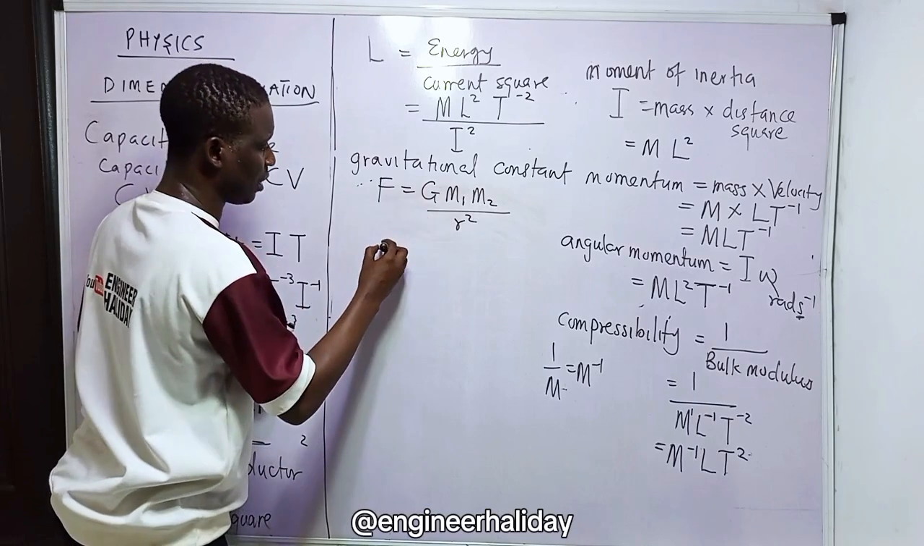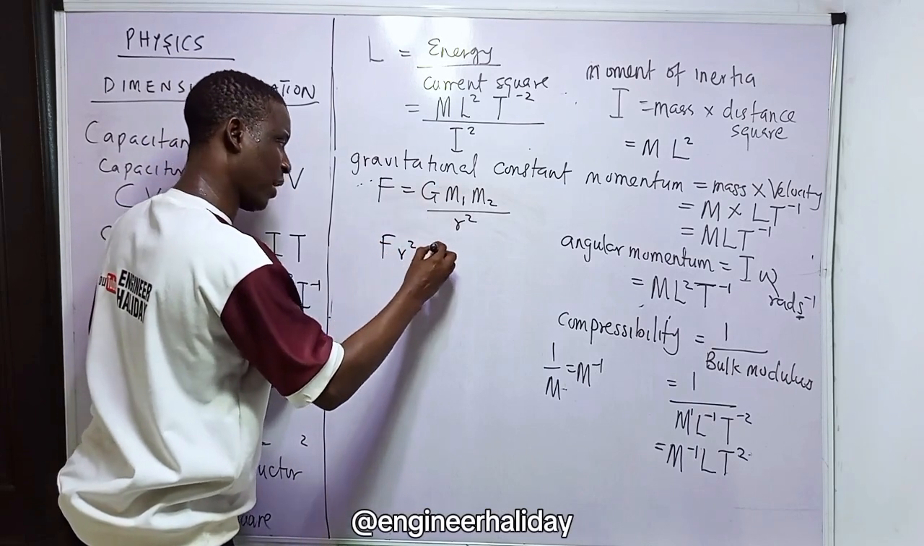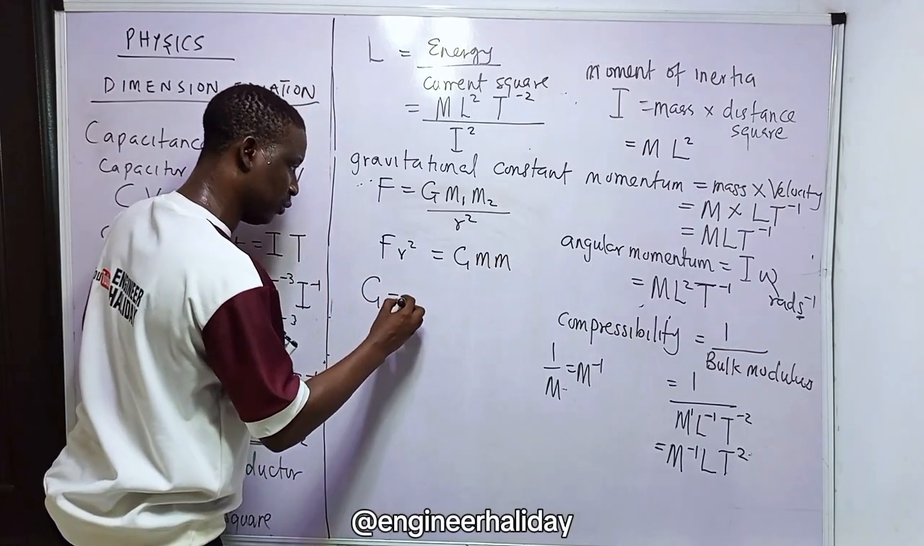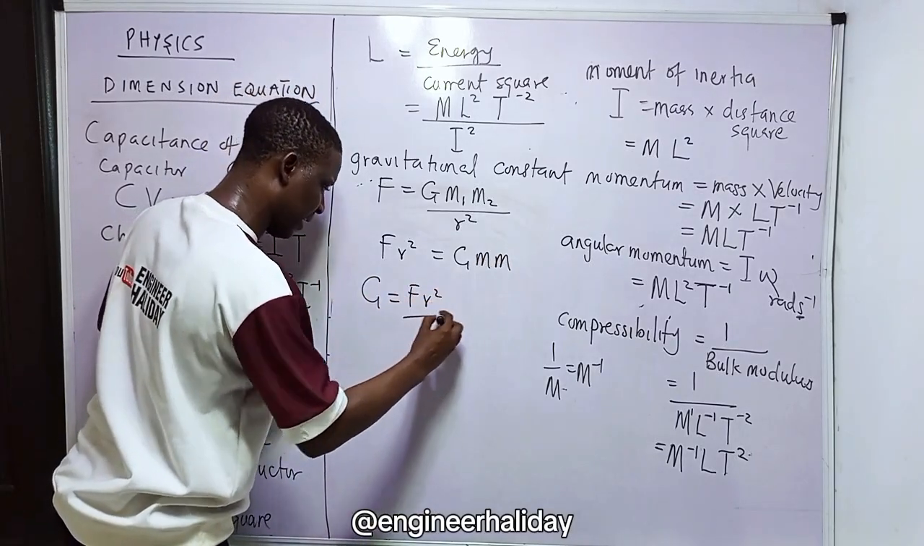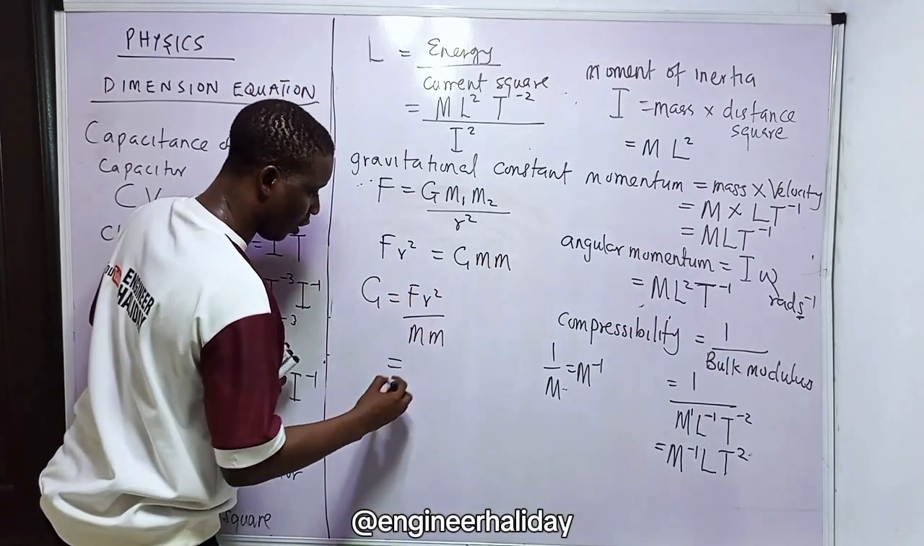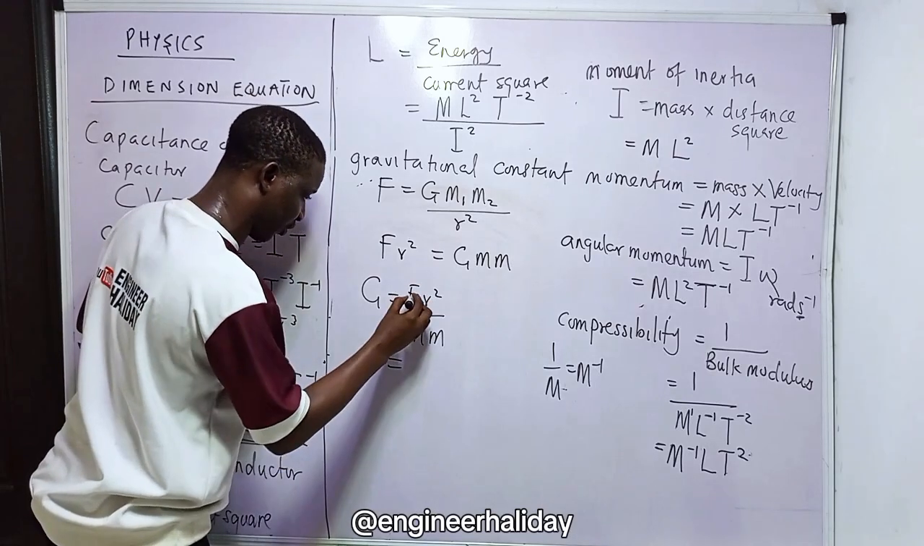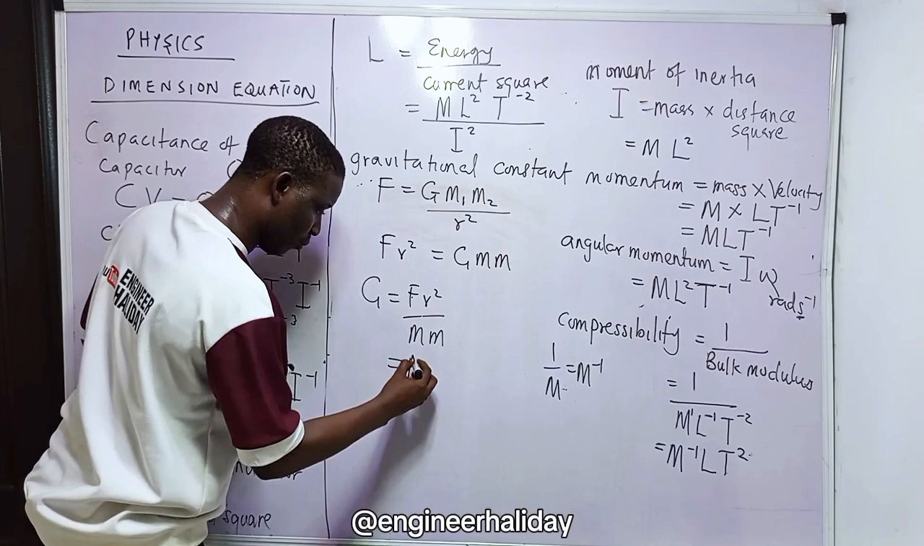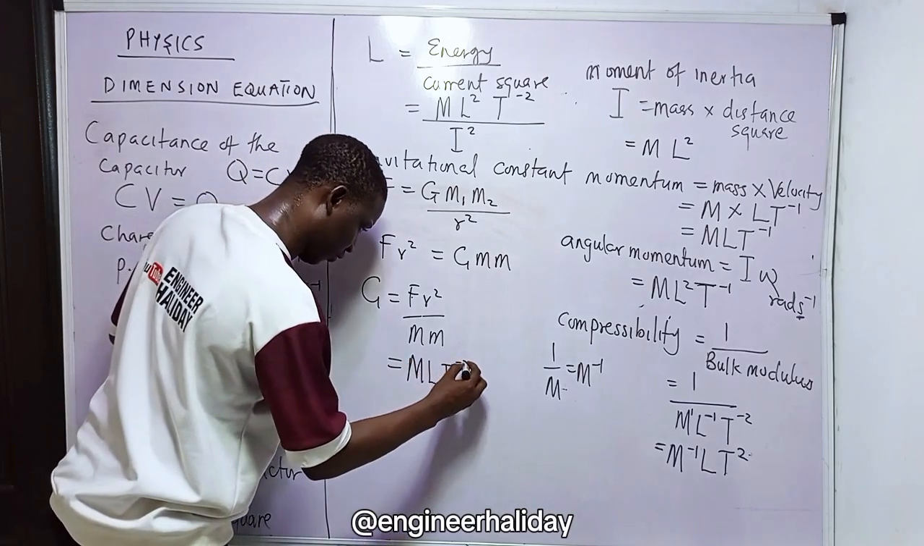But what we have now, this will become F R square equal to G M M. Then divide both sides by G, and we have G equals F R square divided by M M. Now, what is the dimension for force? We have made G the subject of the formula. That's what we have done here. It becomes M L T minus 2.